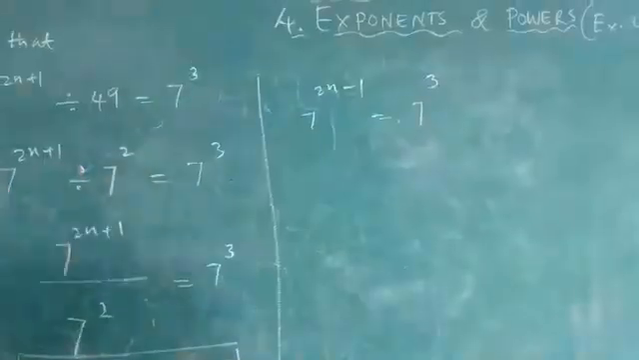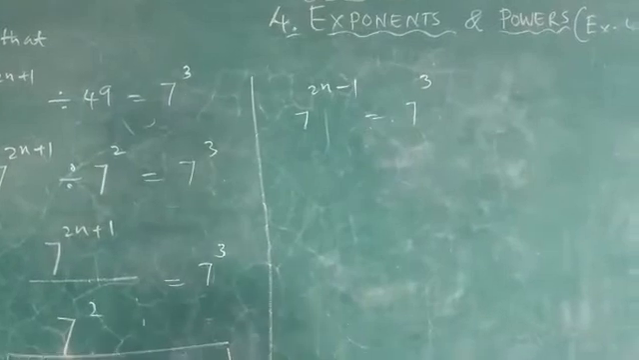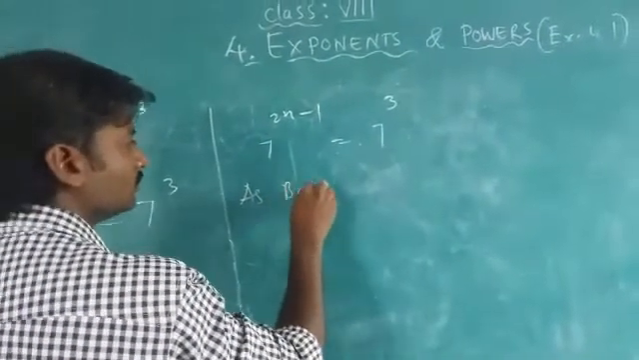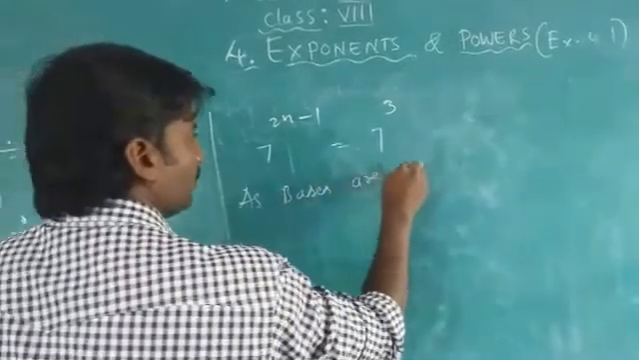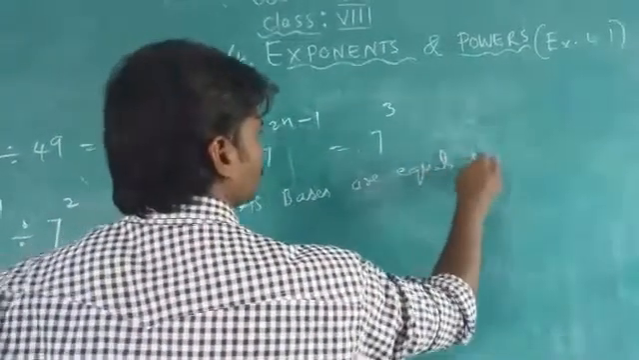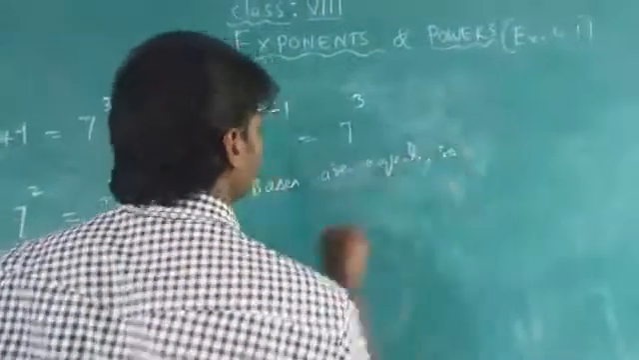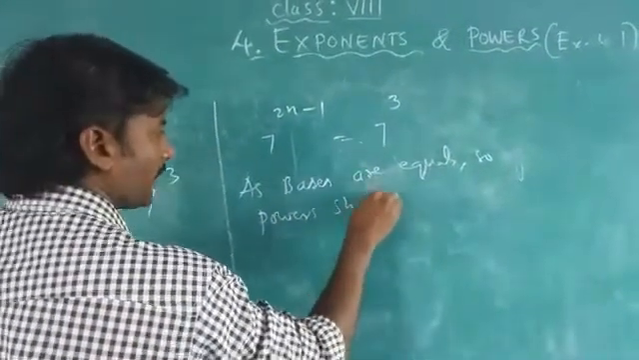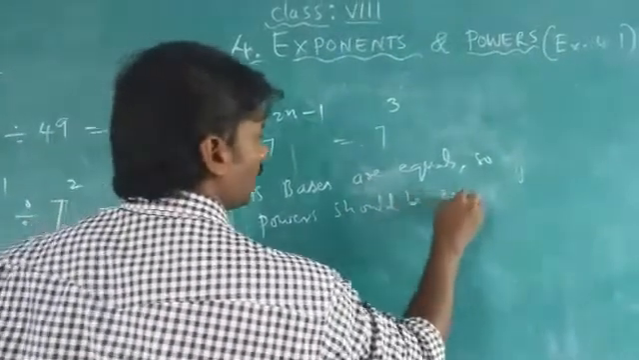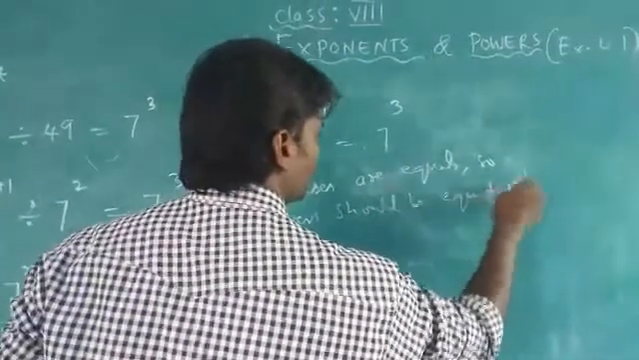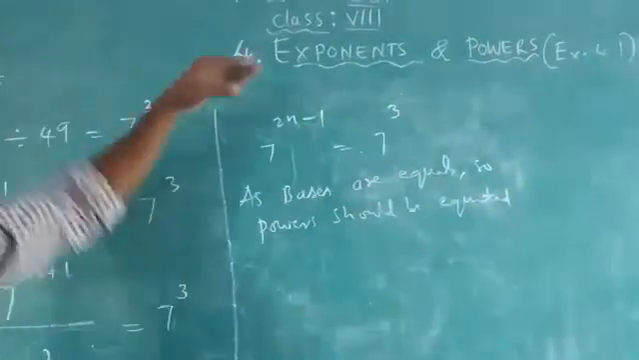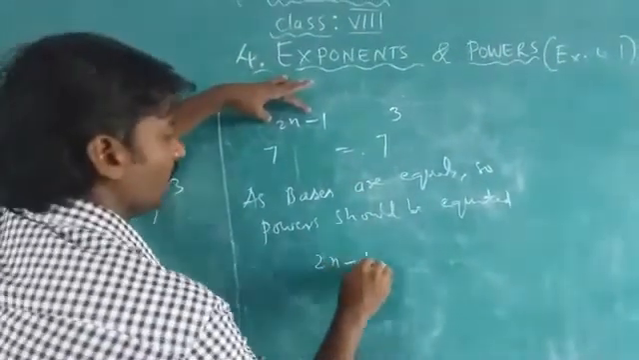Children, just now in a previous problem I explained that here bases are equal, and as bases are equal, the powers should be equated, because there is an equal symbol, no? So when equating here, no need to write the bases, only the powers. That is 2n minus 1 is equal to 3.